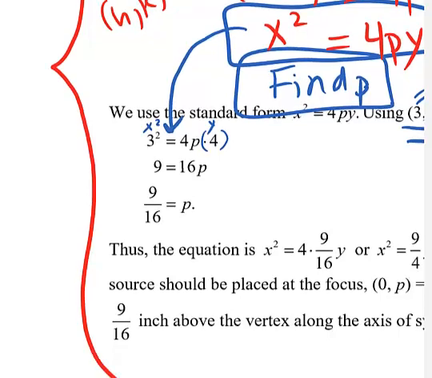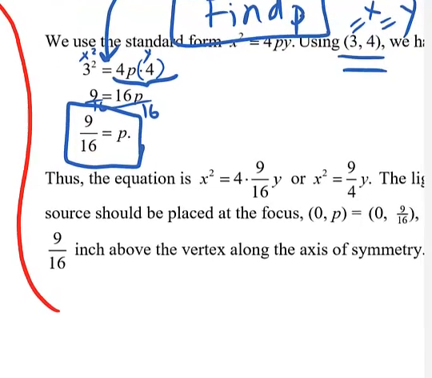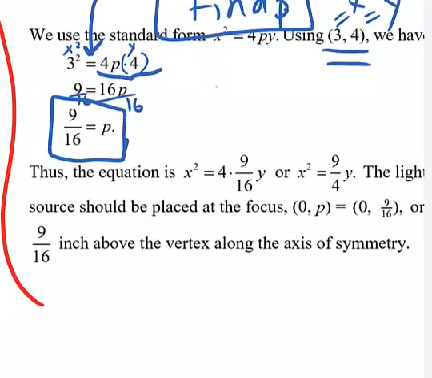And then try to solve for p. So I'll square the 3; 3 squared is 9. And then I'll simplify this because 4 times 4, I can multiply those to make the 16. So 9 equals 16p, which means if I solve for p, by dividing both sides by 16, I'll get 9 over 16 for p. So the equation, we said, simplified to x squared equals 4py. That's what we said a little earlier.